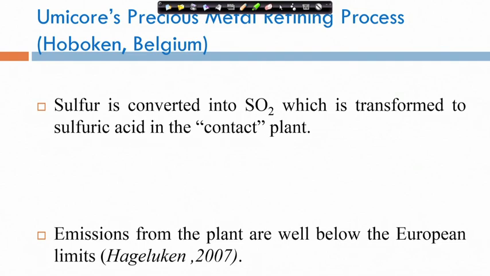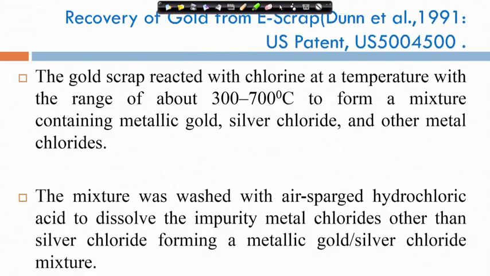Then, because of the oxidation, sulfur is converted to SO2, which is converted to sulfuric acid. Emissions from the plants are well below the European limits because they have to meet the European limit standards. So those are the Umicore process.